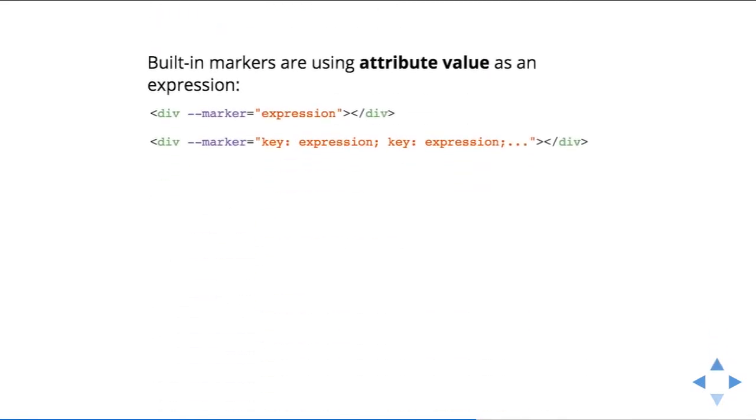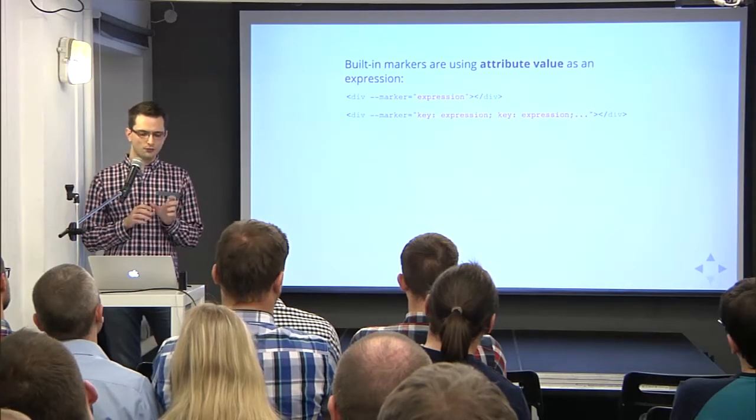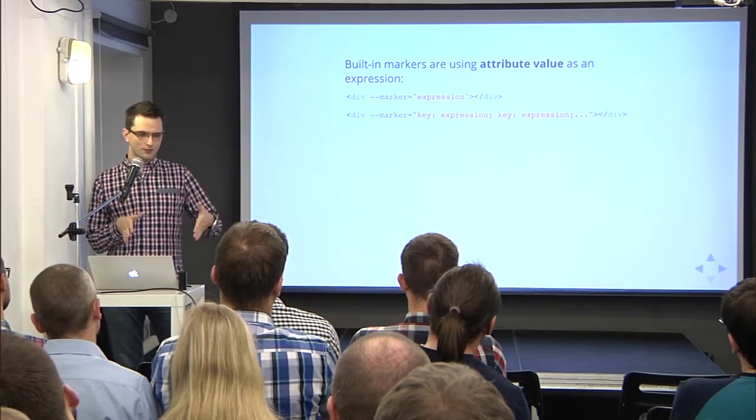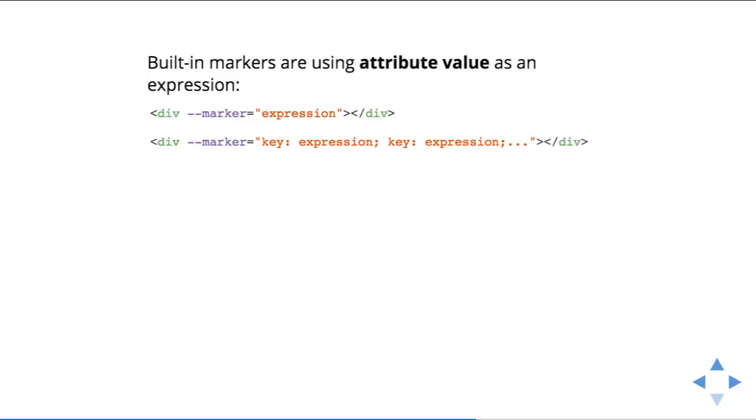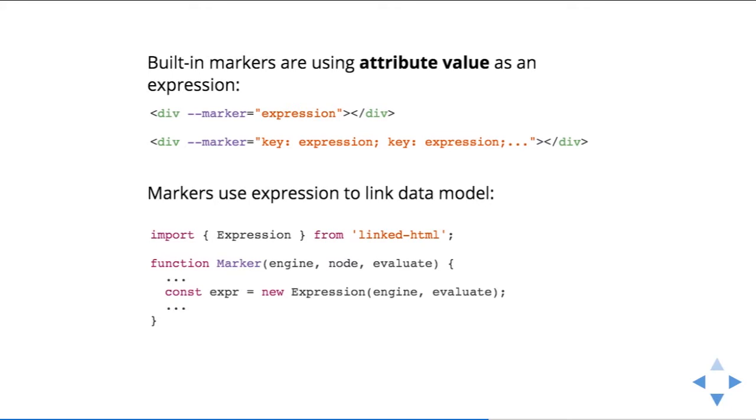The markers that I showed you, the class or text or prop, use this kind of pattern, where you have a marker and everything inside of it is an expression, or the marker just has a list, so you have a key and expression, key and expression. But it can be anything you want if you use this library. It's up to you, because the markers imperatively use an expression module inside of the marker. So this is an example of some kind of marker, and it creates an expression. And how the expression is constructed depends on what the marker needs.